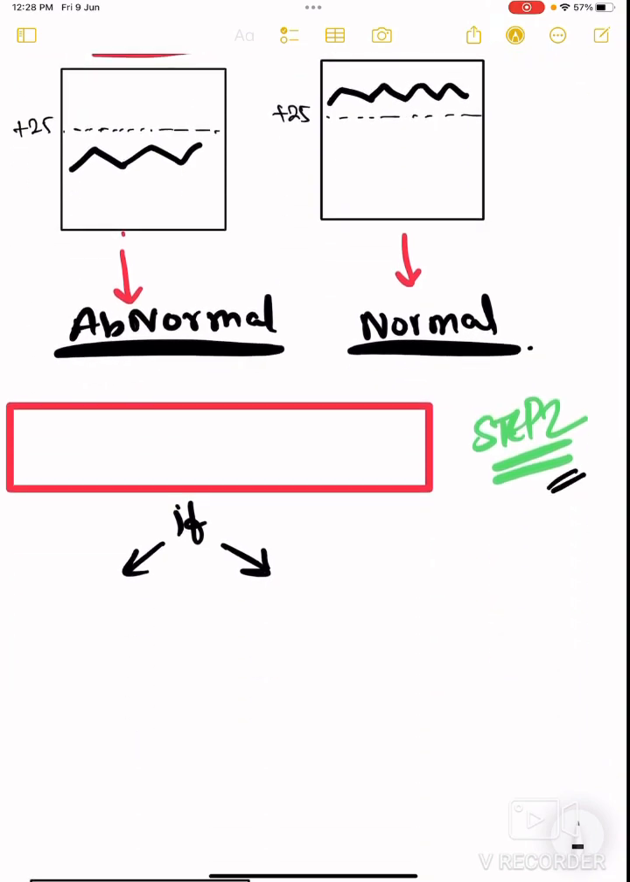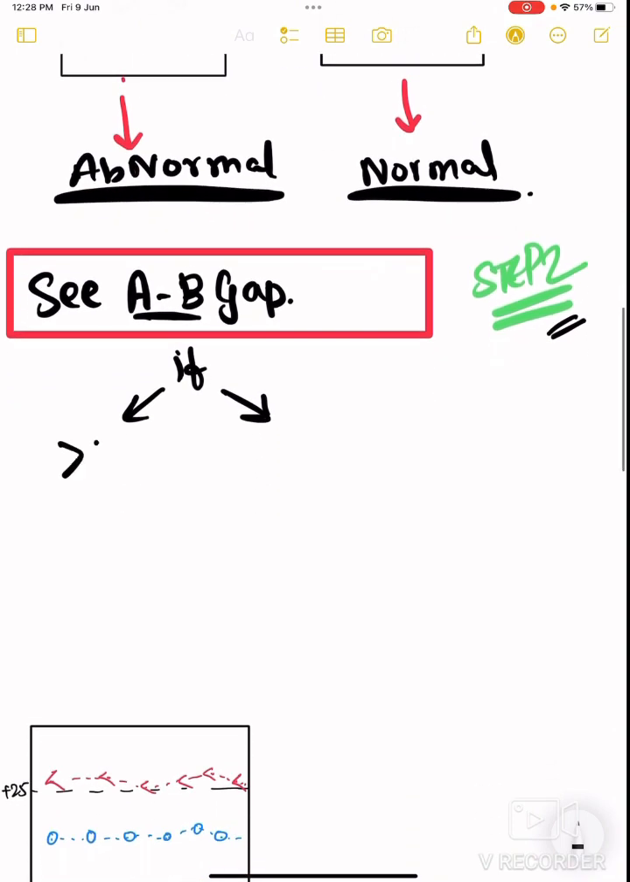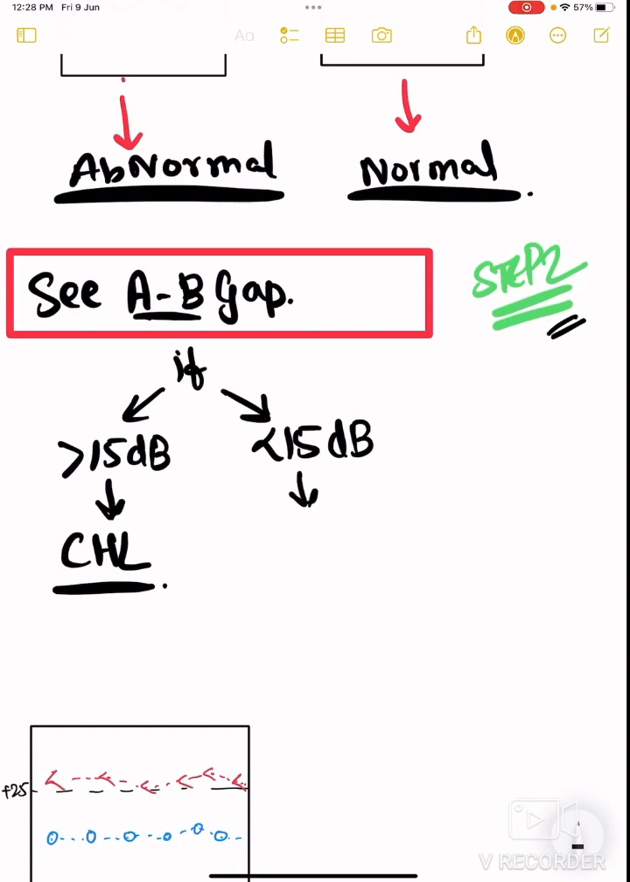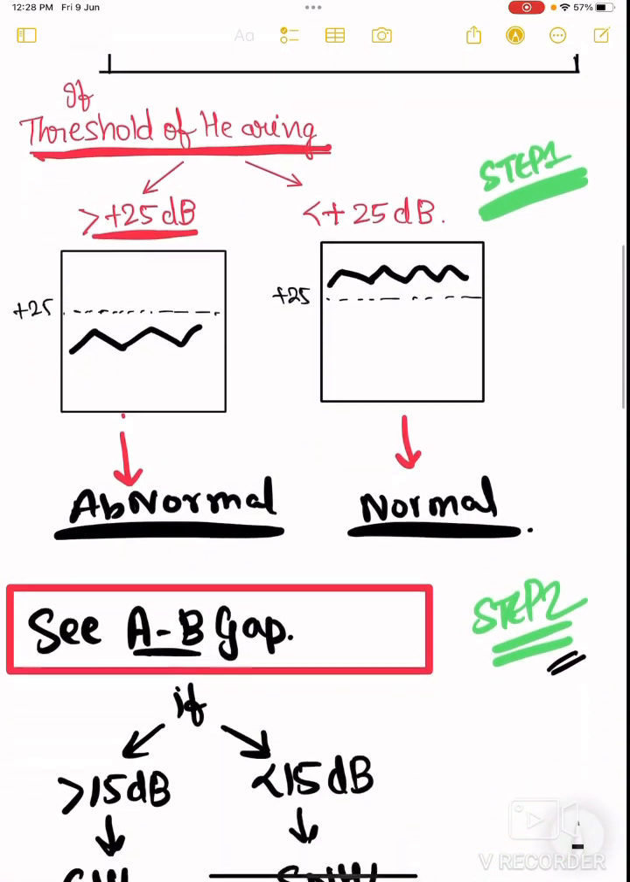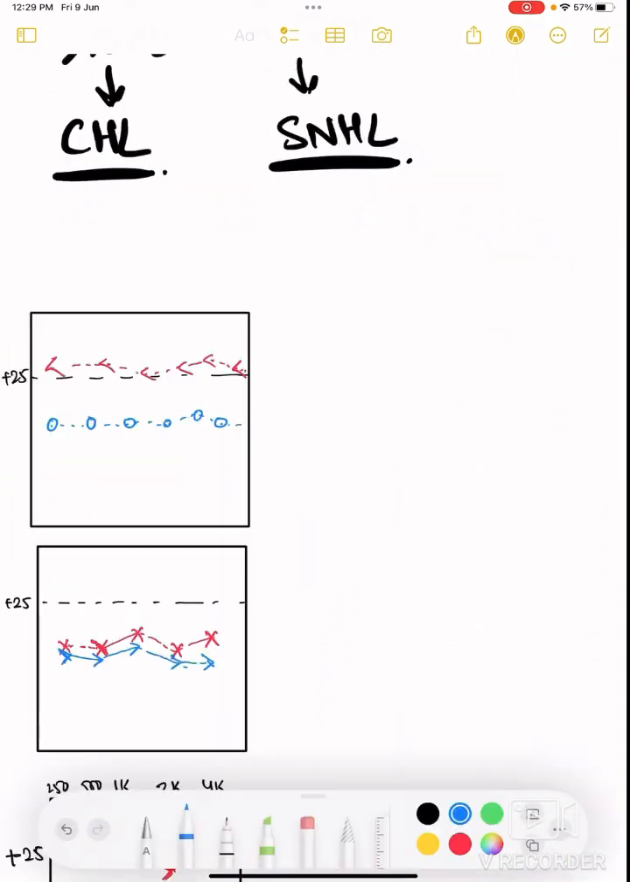Now step 2. Step 2 is to see the air conduction and bone conduction gap, the AB gap. If the AB gap is more than 15 decibels, then it is a conductive hearing loss. And if the AB gap is less than 15 decibels, it is a sensory neural hearing loss. So this is how questions are solved. Now let's solve a few questions, only then you will understand how to solve these questions.